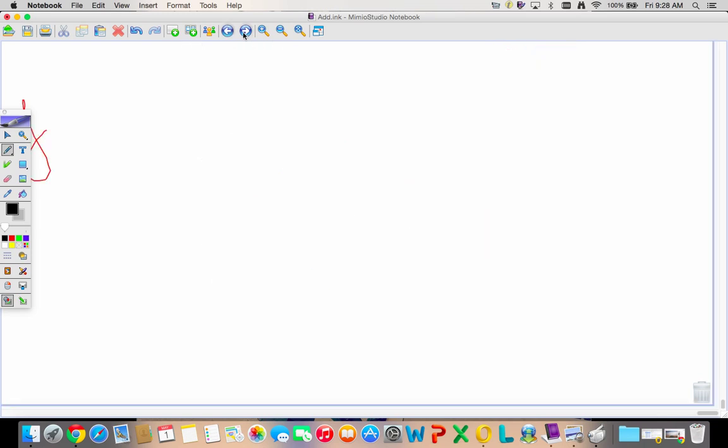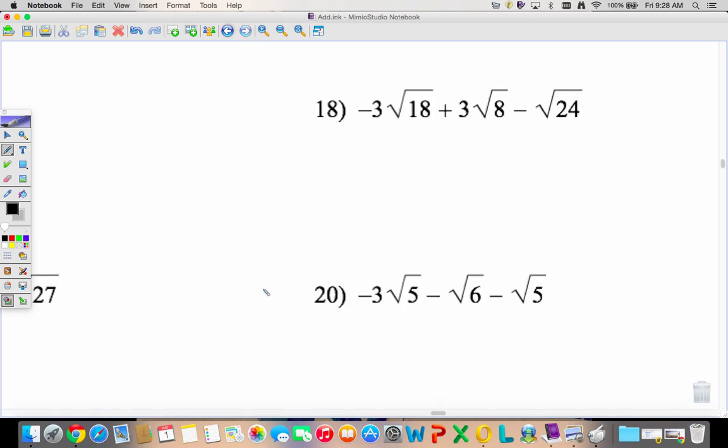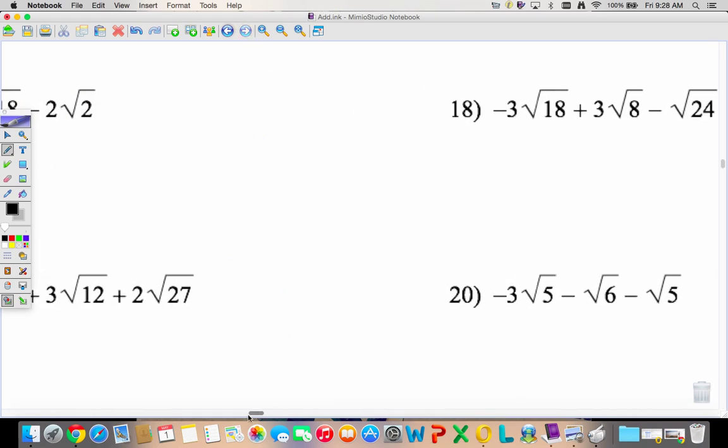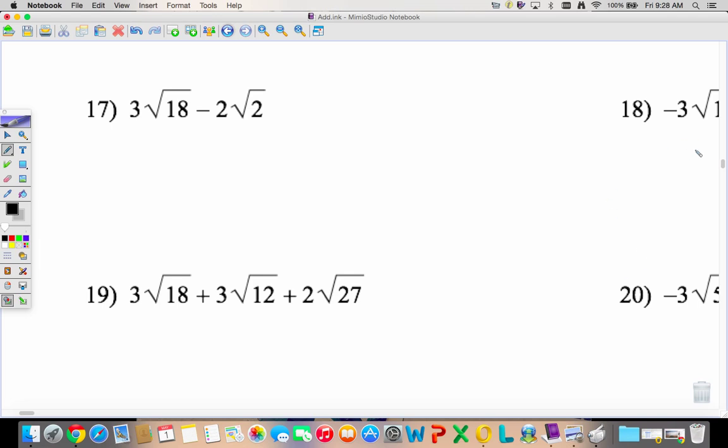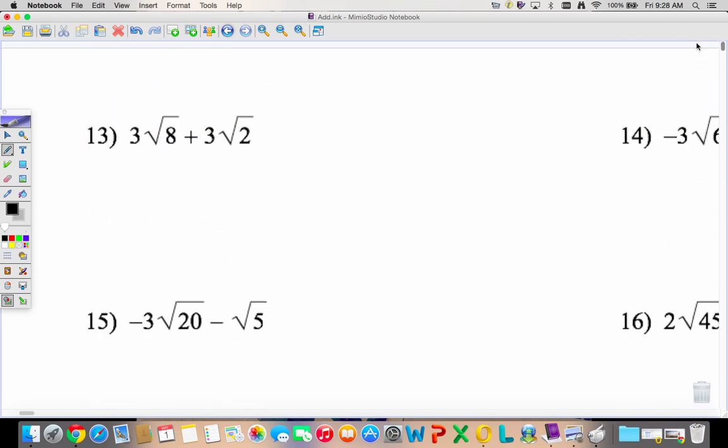Alright, so I'm going to do 3 more on the back, and then you'll finish this up. So on the back side, they get a little bit harder. They look harder, I should say. They're not that hard. We'll go ahead and do number 13. So number 13 is the first one. 3 square roots of 8 plus 3 square roots of 2.